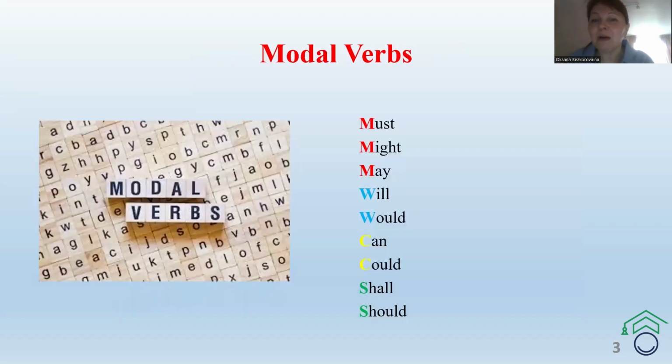So, strictly speaking, there are 9 modal verbs in the English language. 3 of them start with M: must, might, may. 2 of them start with W: will, would. 2 start with C: can, could, and 2 with S: shall, should.